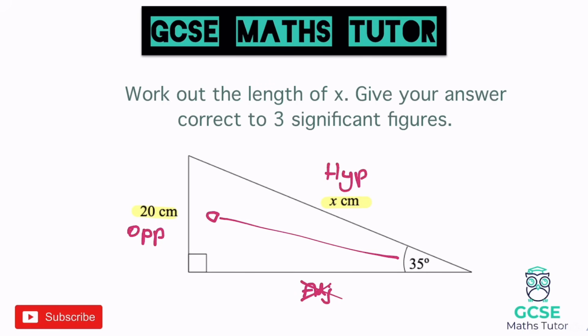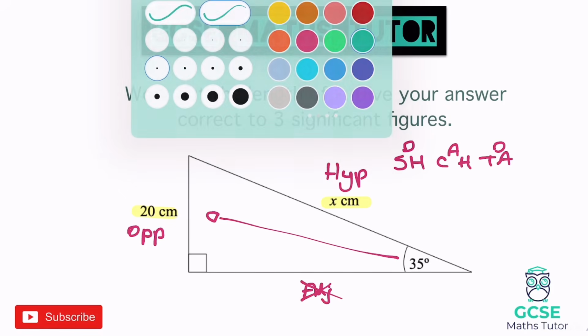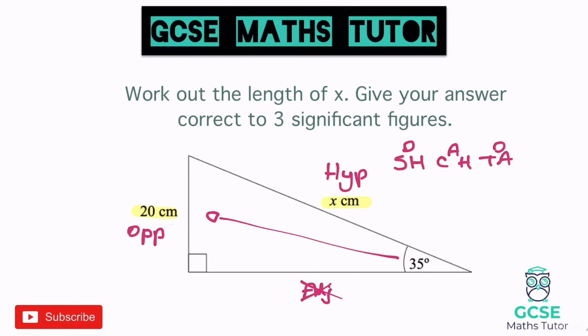So again, writing out your formula triangles, SOHCAHTOA. And I just need to figure out which formula triangle there has the O and the H in. O for the opposite, H for the hypotenuse, because they're the 2 we need. And hopefully you can see that is the sine triangle there.